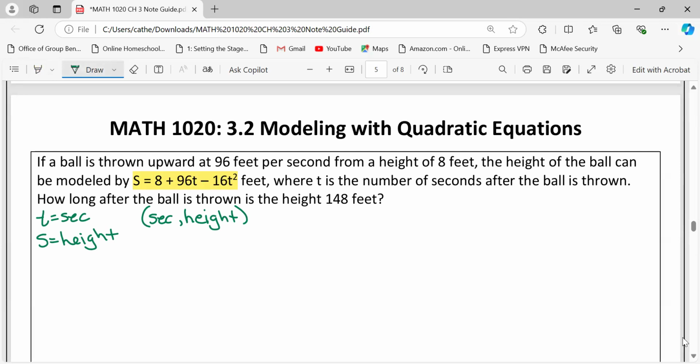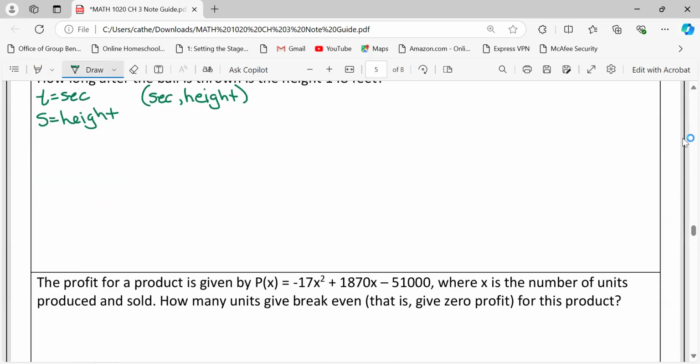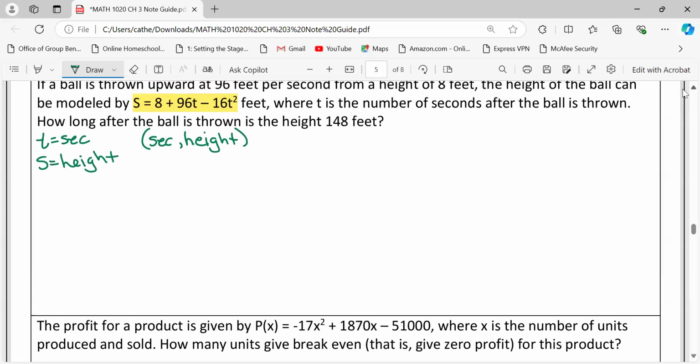How long after the ball is thrown is the height 148, sorry about that, 148 feet? So s is equal to 148 when... So we're going to plug that into the equation. And it's a quadratic, so to solve it, we need to have it equal to 0. So let's move the 148.